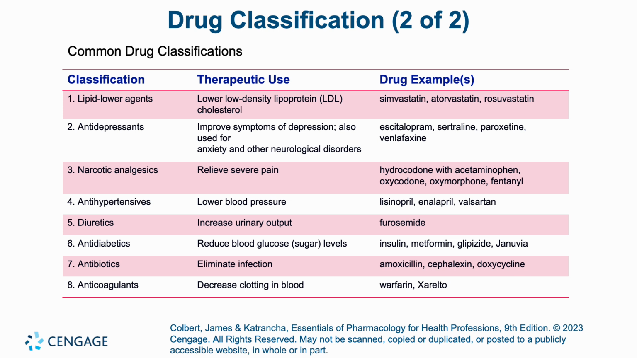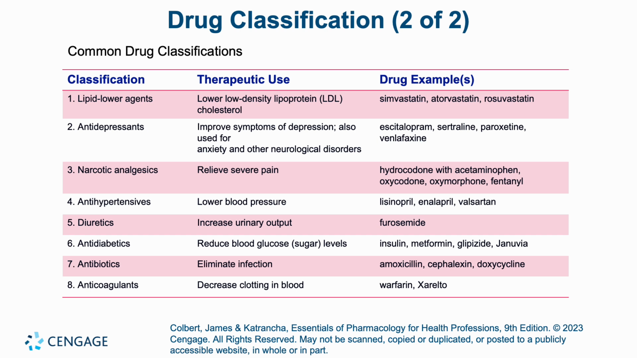On this table, we have some common drug classifications that we'll be going over during this course. In the first column, we have the classification. Number 1, lipid-lowering agents. The therapeutic use is to lower LDL cholesterol, low-density lipoprotein cholesterol, which is what we call the bad cholesterol in the body. So it's the one that tends to clog the arteries, that tends to cause problems.